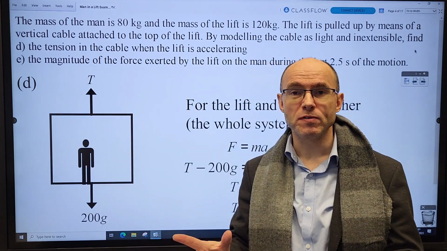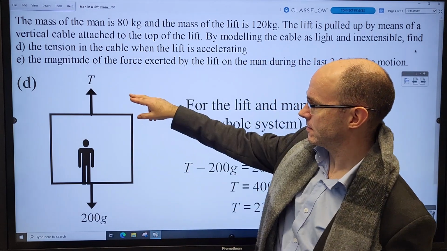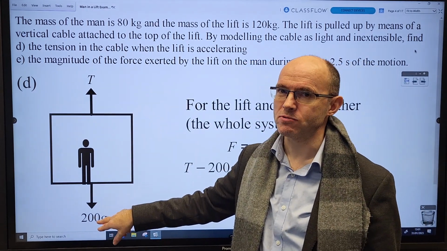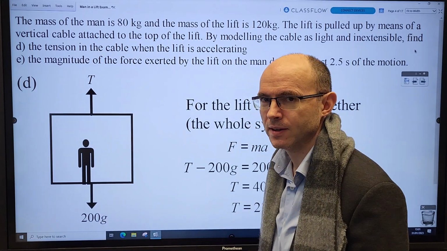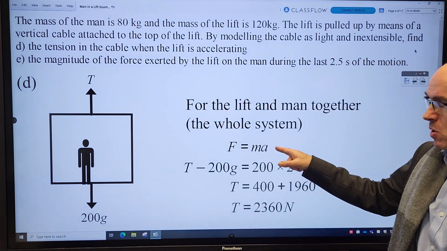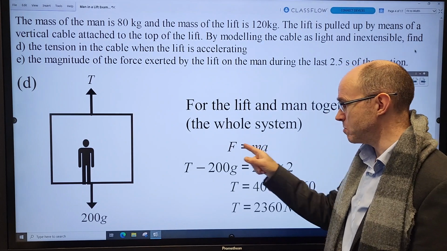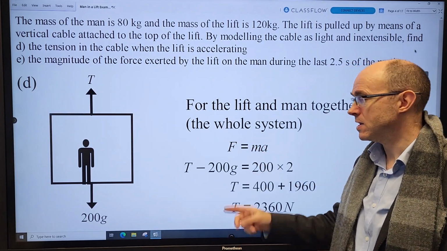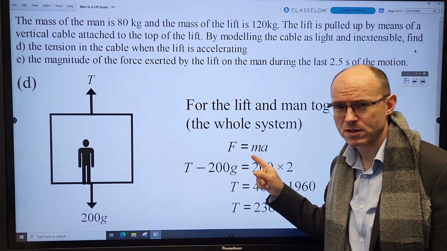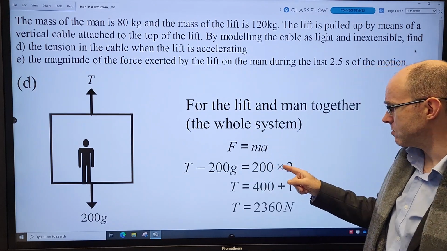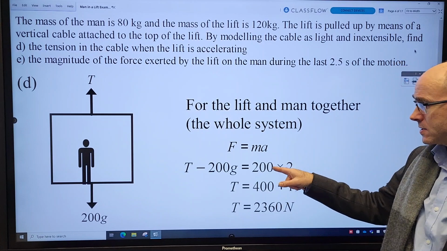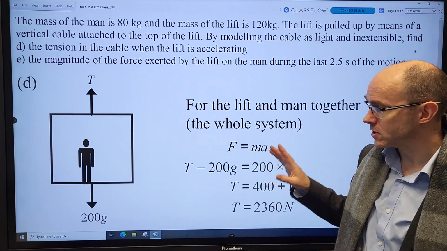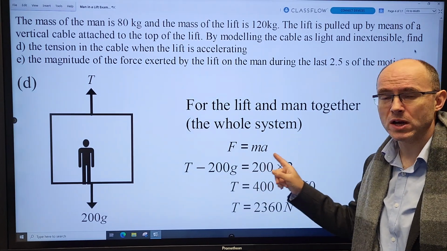Now, when it's not moving, the tension and the weight have got to balance each other out. Now, the thing is, it's moving though. There's an acceleration. So put the F equals ma there as a reminder that the total force must be the product of the mass and acceleration. And the acceleration is 2 meters per second squared in the initial acceleration phase. Total mass is 200, therefore the total force has got to equal 400.